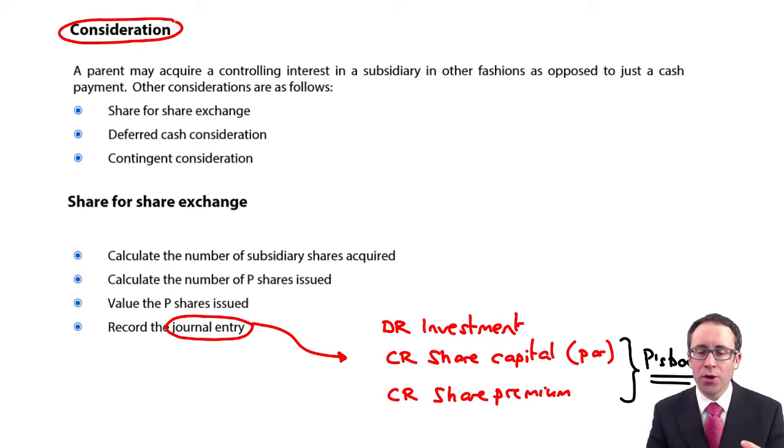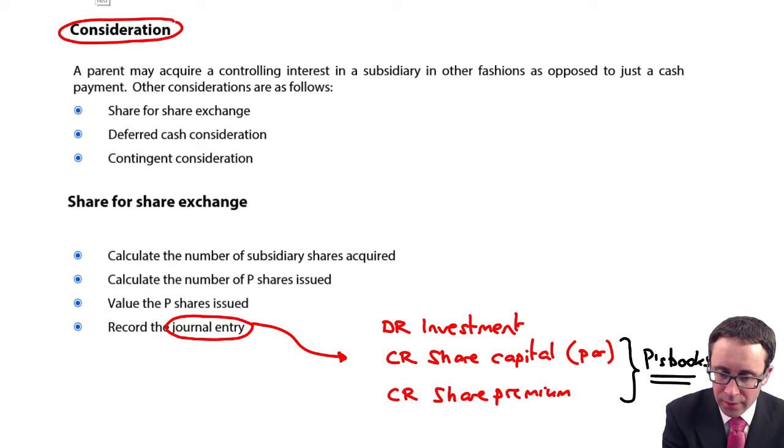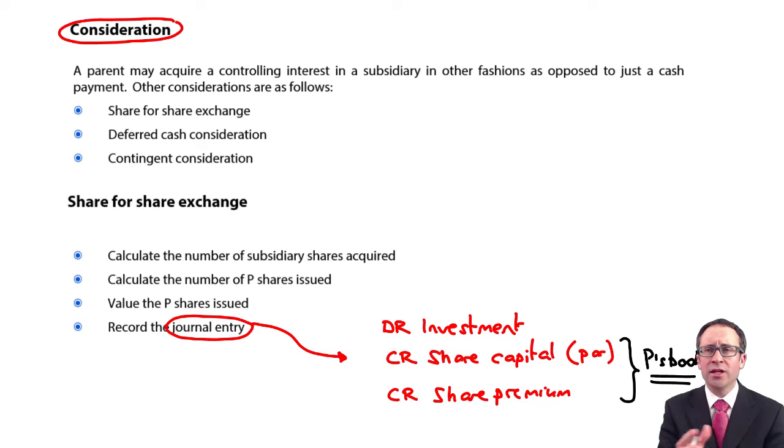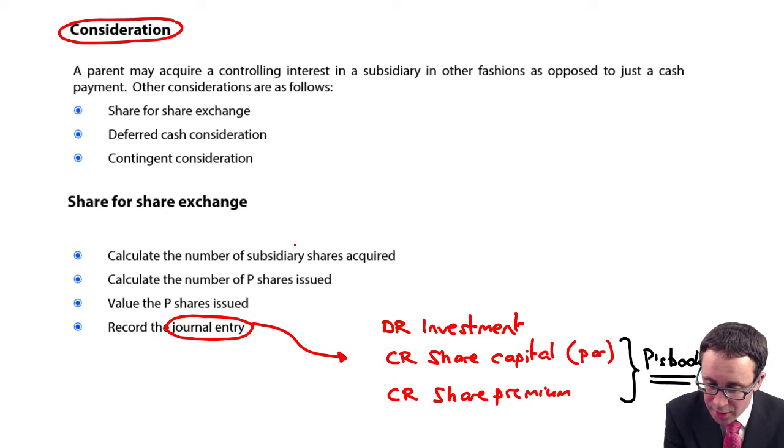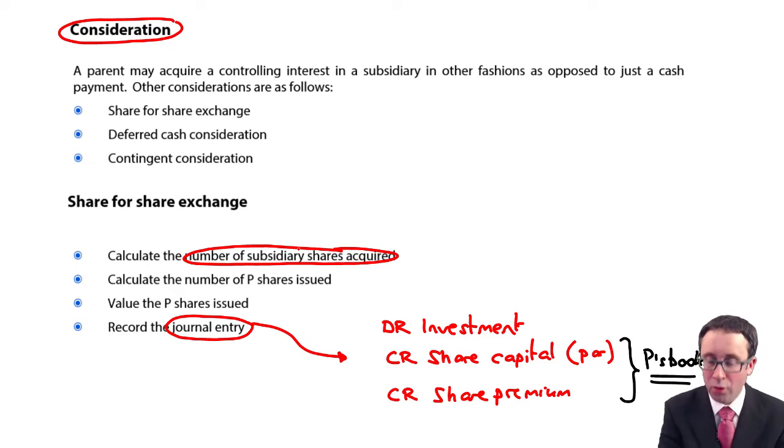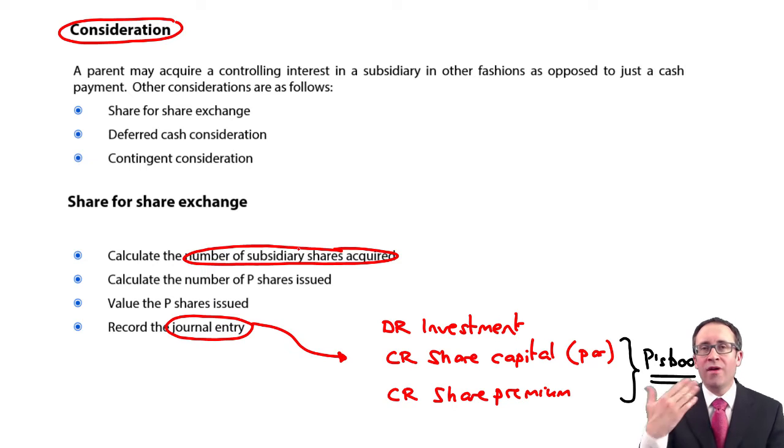However, how do we get there? Okay. Well, there's a 3-step process before that 4th and final step. So first of all, we're looking at a share for share exchange. So we need to look at the number of shares that we have acquired. Okay. So we need to look at the number of S shares that have been bought. So we will be looking there at the number of S shares that are in issue, and then looking at the percentage of those that we have bought. So if we bought 80% of them, it is 80% of those shares that are in issue.